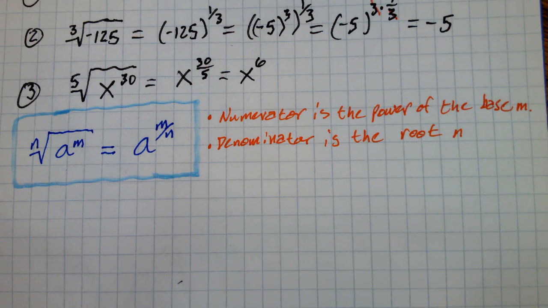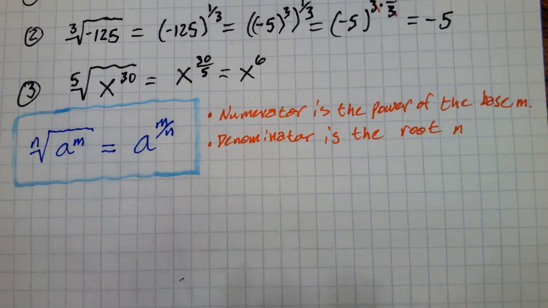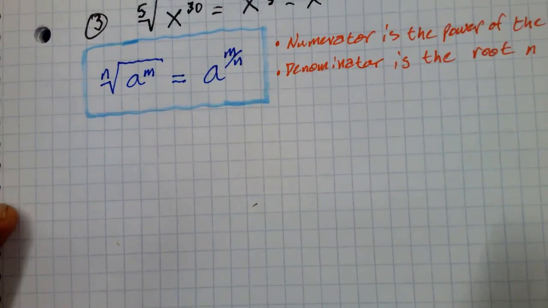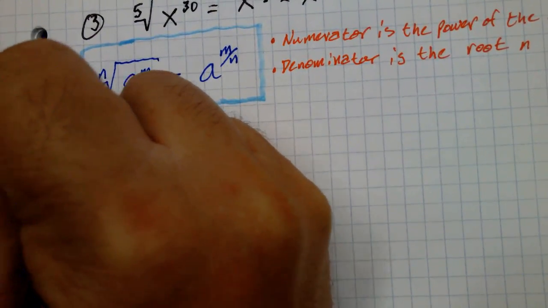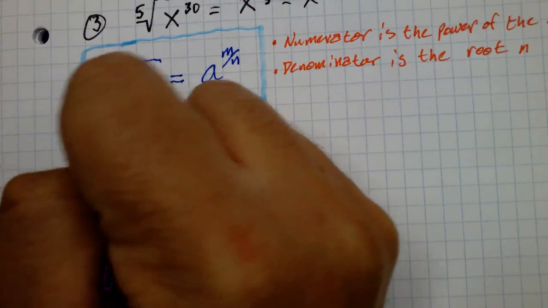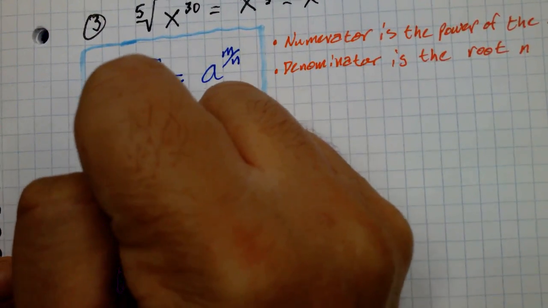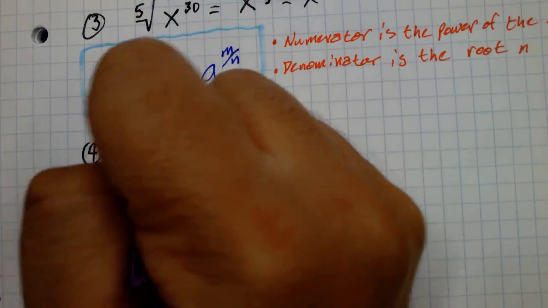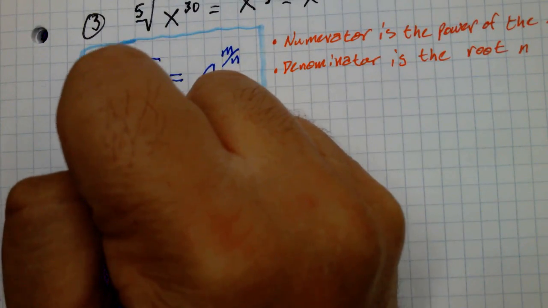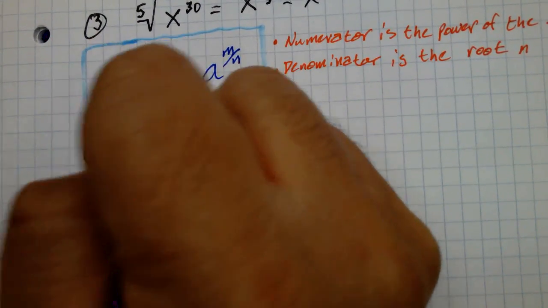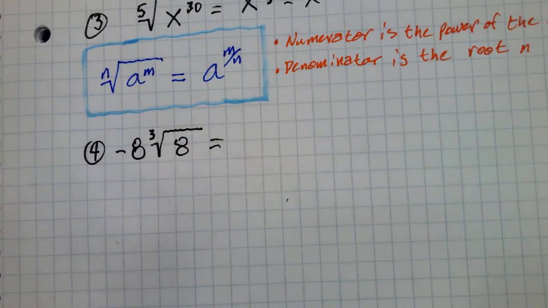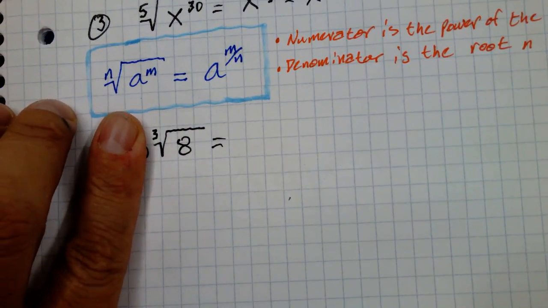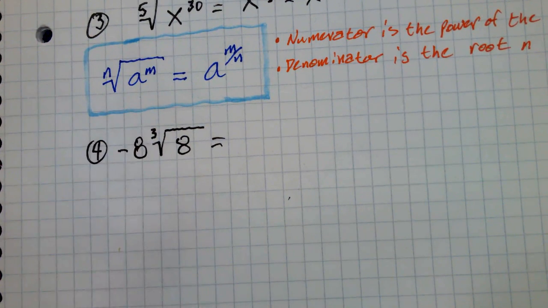Let's see here. So let me give you something like this. I want you to give me the answer for -8 times the cube root of 8. I'll give you a hint. First, figure out what the cube root of 8 is, and then multiply it times -8.